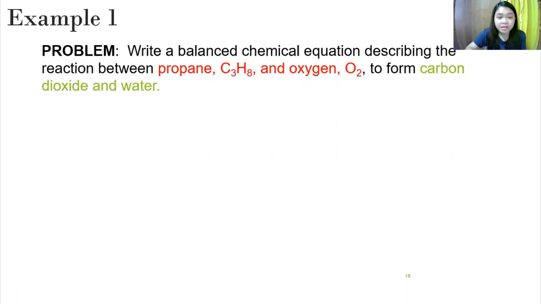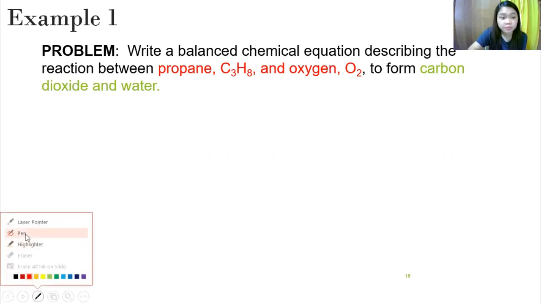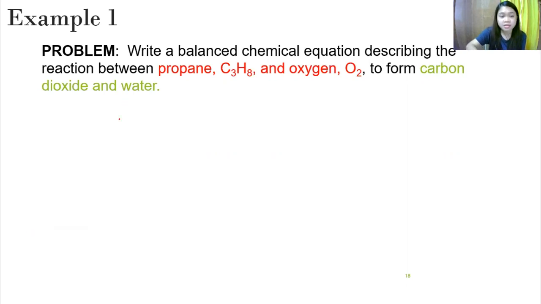Write the balanced chemical equation describing the reaction between propane or C3H8 and oxygen to form carbon dioxide and water. As we can observe from this problem, this is a combustion reaction of propane and oxygen. Also, we take note that for a combustion reaction, the products will always be carbon dioxide and water. So the first thing that we need to do is to write the unbalanced chemical equation of the problem. So we write here: propane reacts with oxygen to form carbon dioxide and water.